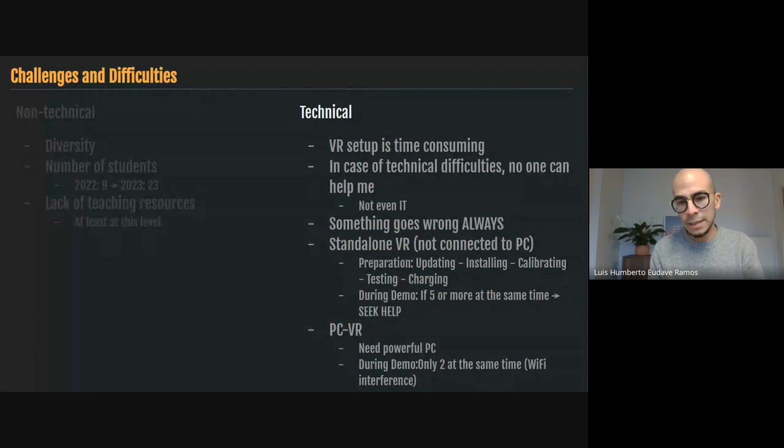And finally, in the case of PC VR, which are the virtual reality headsets that you connect to the computer, which I use very much because I need to control what I'm doing from the computer, so I need to connect it.